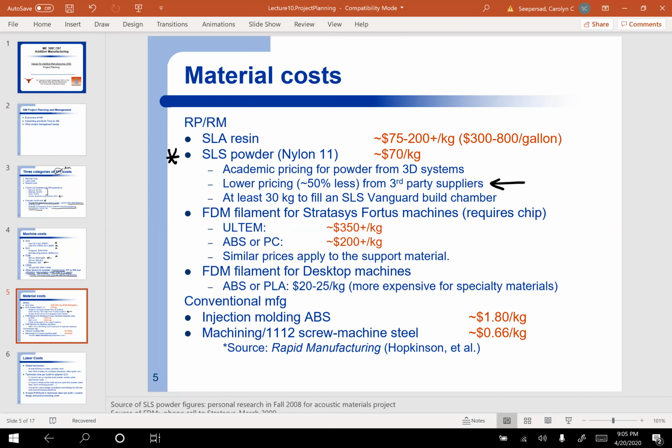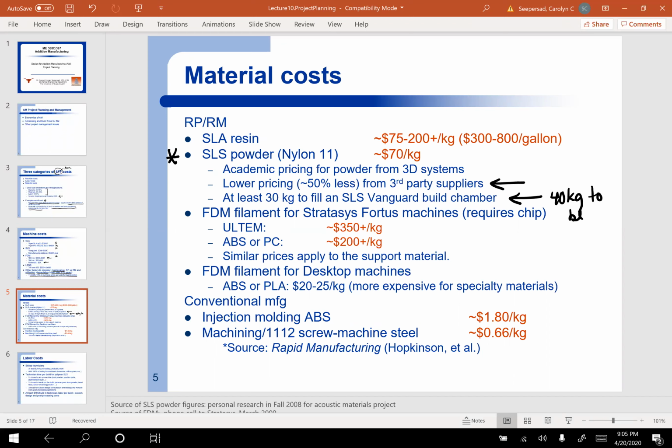It does take at least 30 kilograms for a full build. So that's going to help us figure out how much material we need to be able to fill a build chamber. It's probably best to estimate something like 40 kg just to be safe, right?